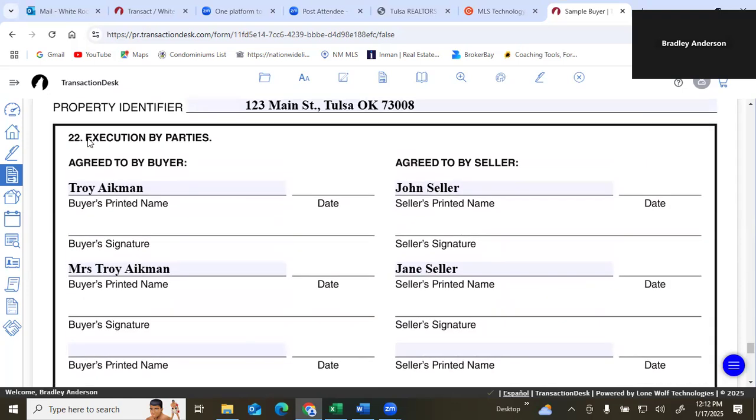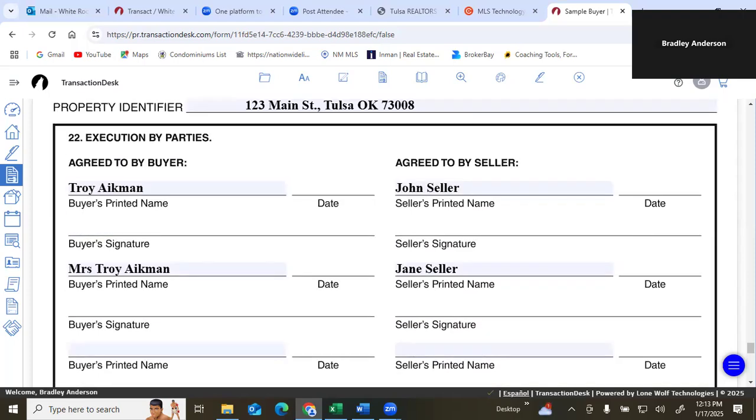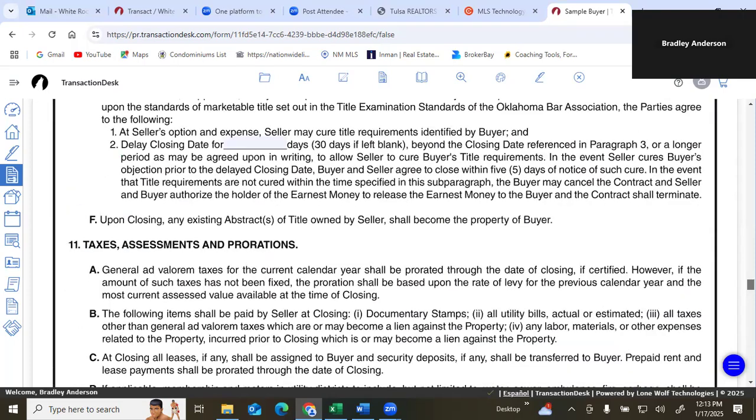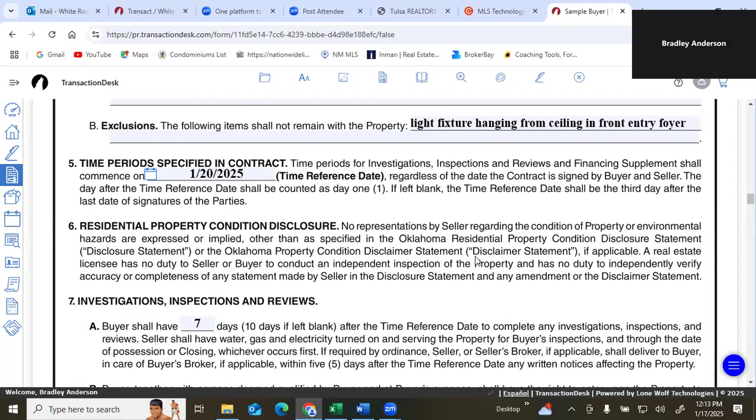So paragraph 22, execution by parties. So, you're going to send this to your buyer first. They're going to put a date in here, and then it's going to go to the seller. And it may be a day before the seller signs it. All right. So that's why the time reference date is so critical.